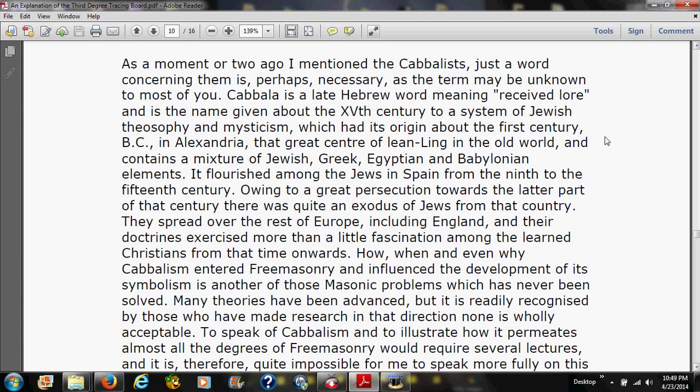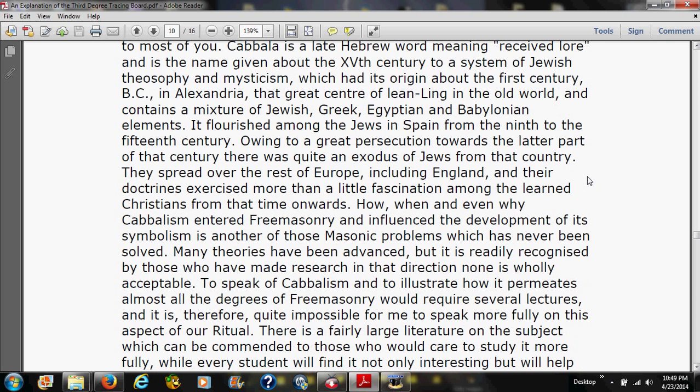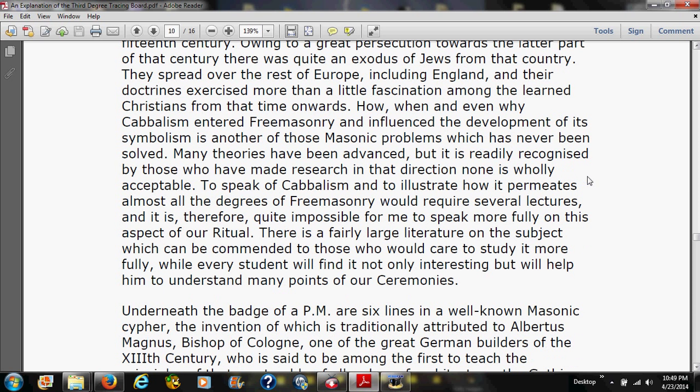How, when, and even why Kabbalism entered Freemasonry and influenced the development of its symbolism is another of those Masonic problems which has never been solved. Many theories have been advanced, but it is readily recognized by those who have made research in that direction that none is wholly acceptable.